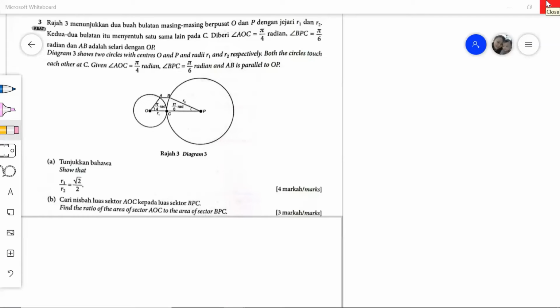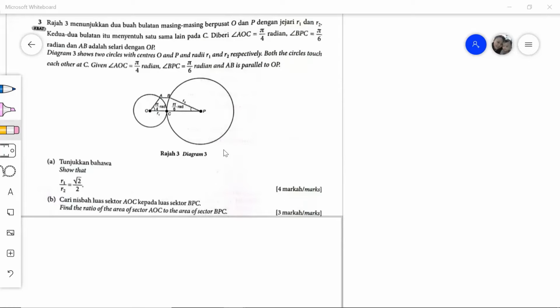Hi everyone, this is Praktis Sumatif, paper 2, question number 3. In this question, it shows two circles with center O and P, with radii R1 and R2, respectively. Both circles touch each other at C, and given that the angle AOC is pi over 4 radian, BPC is pi over 6 radian, and the line AB is parallel to OP. Now, we have to show that the ratio of R1 to R2 is sec2 over 2.